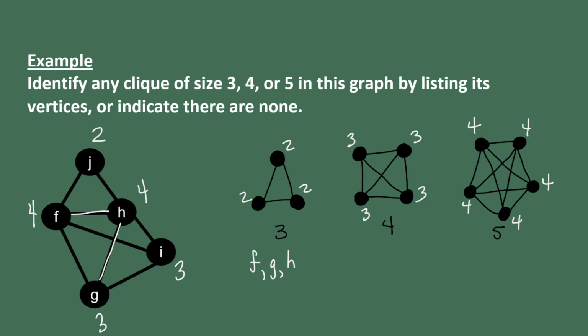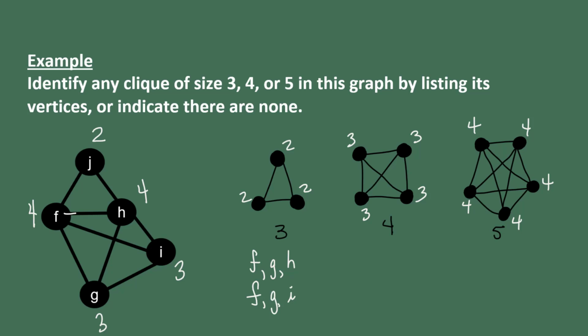Yes, that would be a clique of size 3. And then I'm going to go back and still use FG and see if there's another possibility. So the only other vertex that G connects to is I. So we have F to G to I, and yes, it does connect back to F. So that would be another. All right, so we've tried the only possibilities with F to G.